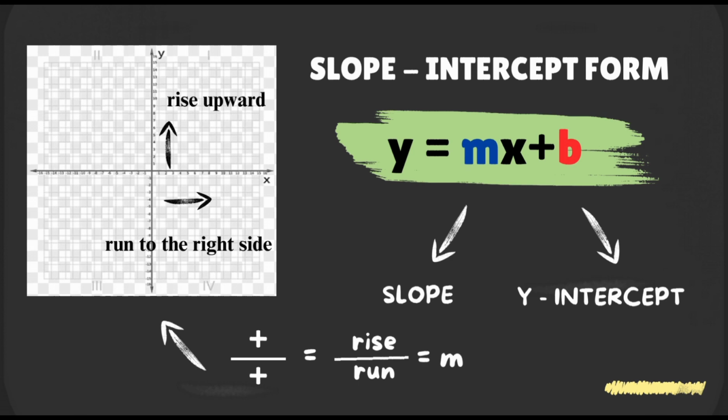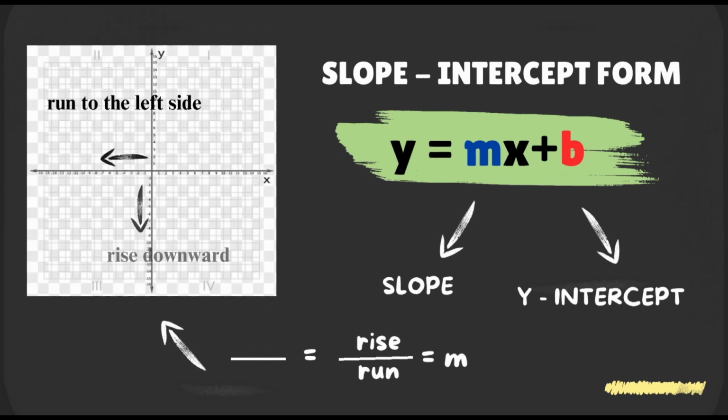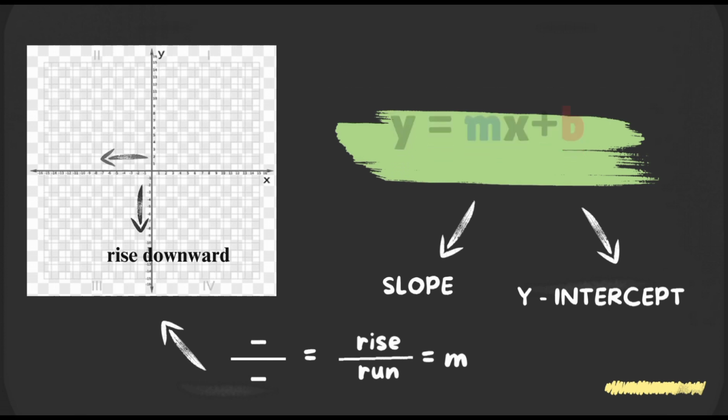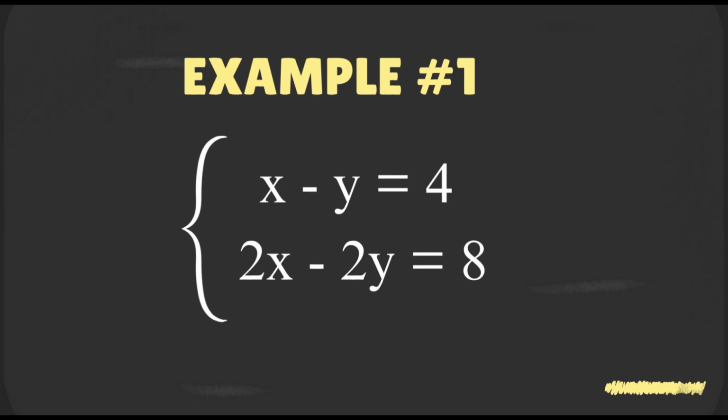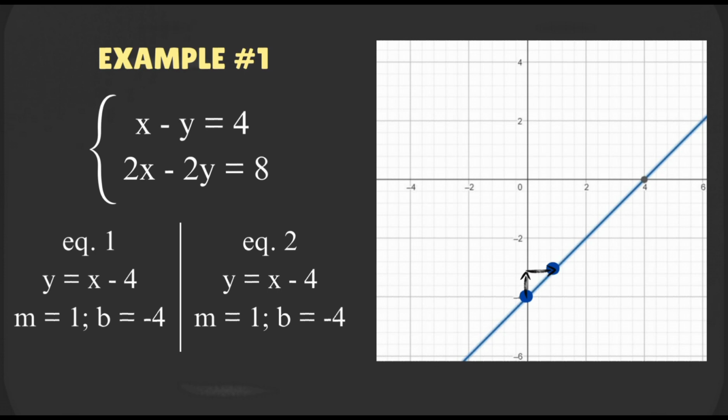Remember that when our numerator and denominator are both positive, we're going to rise upward and run to the right side. But when our numerator and denominator are both negative, we're going to rise downward and run to the left side. So let's go back to our first example. Our equation 1 will be y is equal to x minus 4, wherein m is equal to 1 and our b is equal to negative 4.